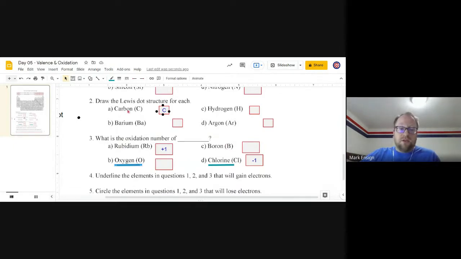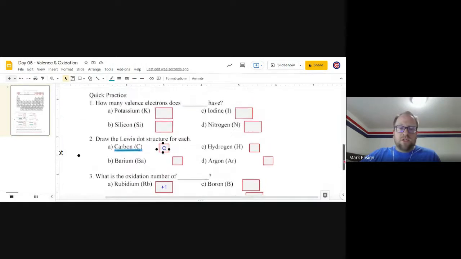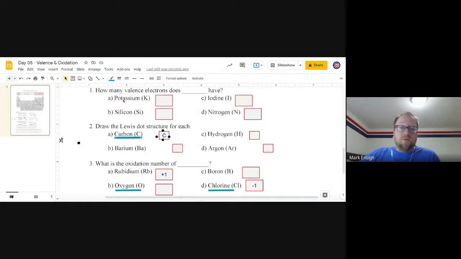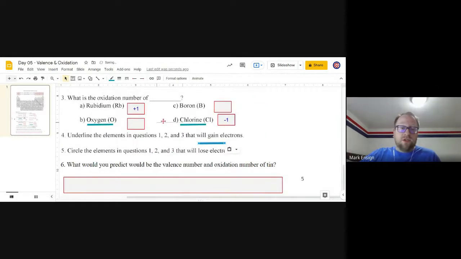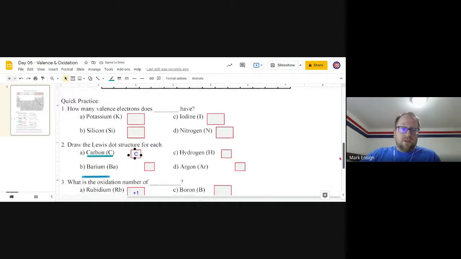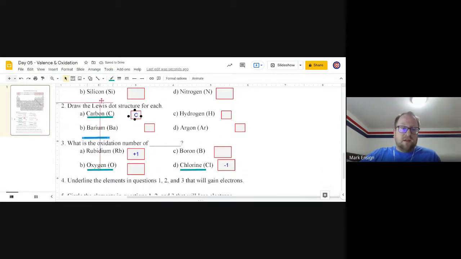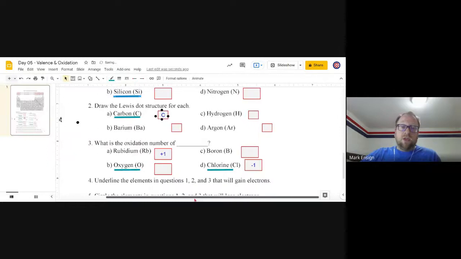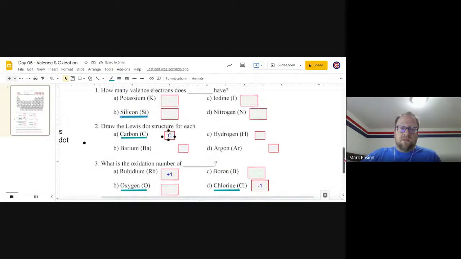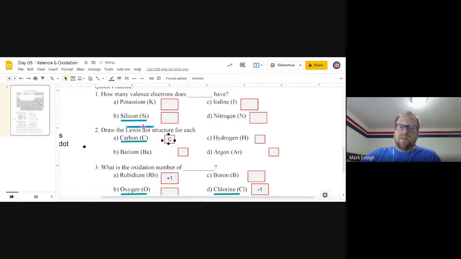Up here in question number 2, carbon could, because it's got 4, could gain electrons. So I'm going to underline that one. Barium will not, hydrogen will not, argon will not. If we go up to question number 1, potassium will not gain electrons. Silicon is similar to carbon. So I'm going to come put that line up here under silicon because of its 4 valence electrons. Silicon could gain electrons. Iodine, being in group 17, will gain electrons. And nitrogen, being in group 15, will also gain electrons.